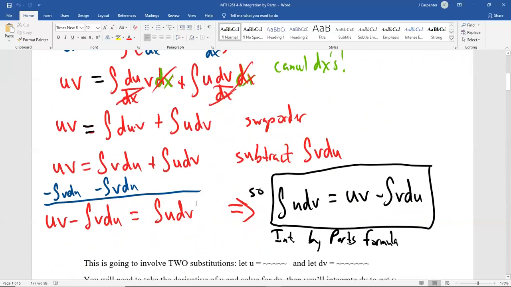And there are actually two versions of this formula. It's whether you solve for this integral or this integral, but traditionally mathematicians always solve for the u dv. Again, you don't have to. You could say the integral of v du is uv minus the integral of u dv. It just changes what you might want to call your u and your dv, or your v and your du.